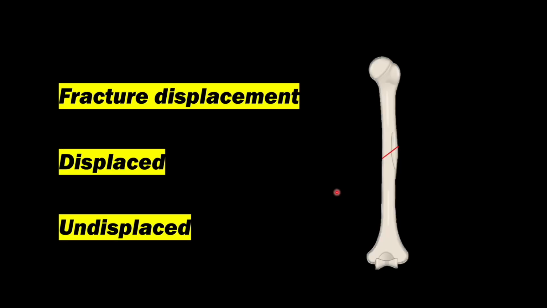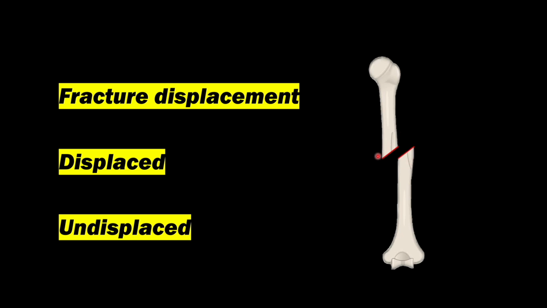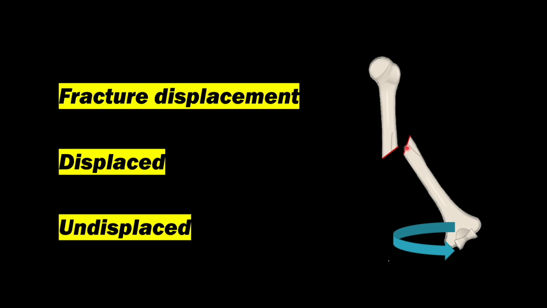Then we can classify fracture according to displacement, as we have seen in the first example. So this is an undisplaced fracture, while this is a displaced fracture. We can further classify the displaced fractures according to the direction of displacement. So direction mainly includes the translation. That means the distal fragment can slide in this direction or in this direction. So that will be a translation. And then there can be angulation. Then the fracture can go laterally like this or medially like this. So that will be the angulation.